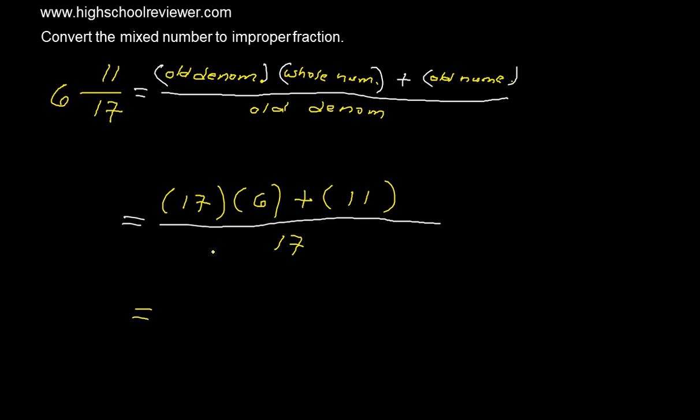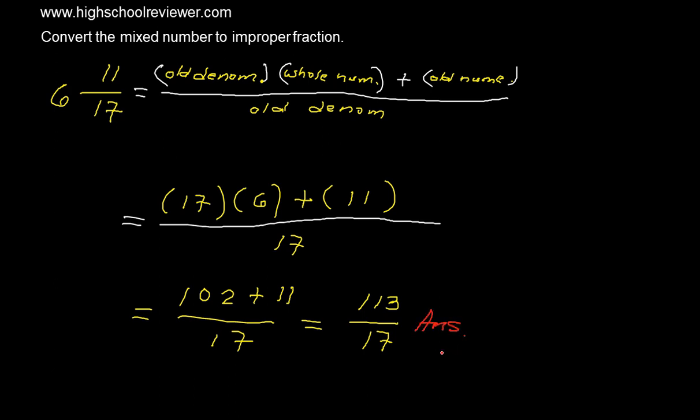17 multiplied by 6, this will give us 102, and we have plus 11 all over 17. So our numerator here will be 113 and our denominator is 17. As you can see, our numerator is now bigger or larger than the denominator, and this is now an improper fraction, and this is our final answer.